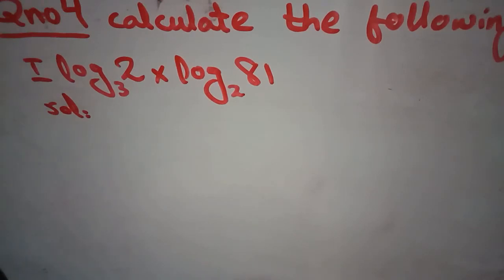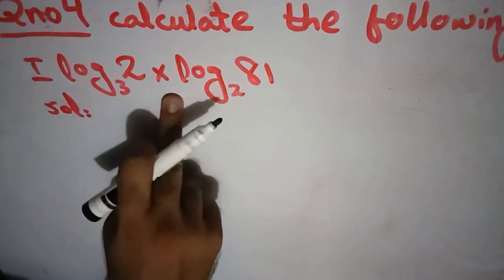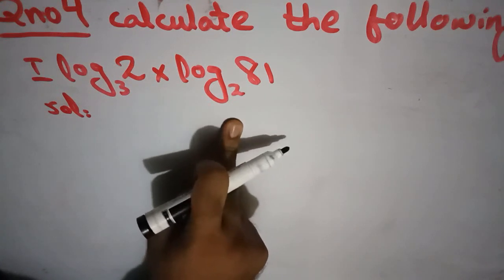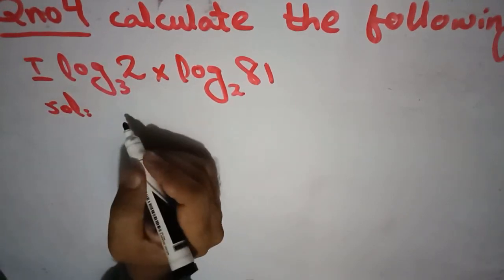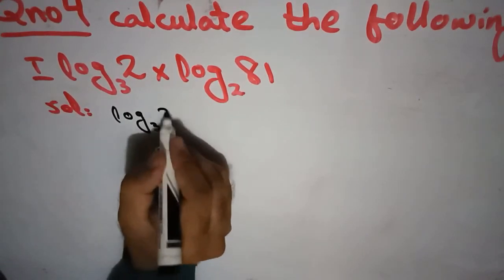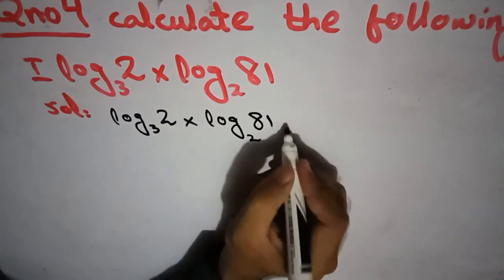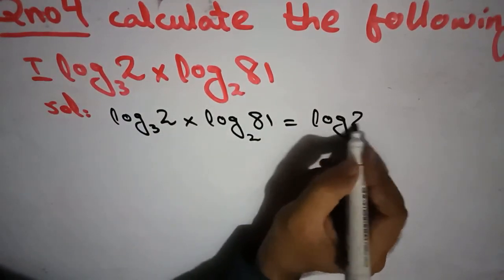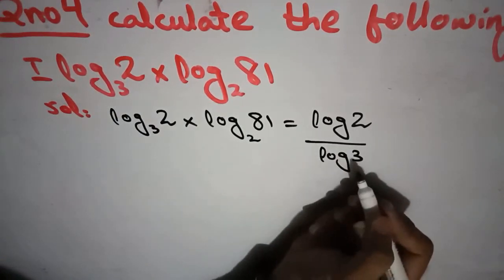In question number 4, there is given log 2 base 3 multiplied by log 81 base 2. These types of questions can be solved by writing the bases into the denominator. There is a very simple process. Just write log of 2 base of 3 multiplied by log of 81 base of 2. Since it is log of 2 and base of 3, you can write it as log of 2 over log of 3 in a simple method.